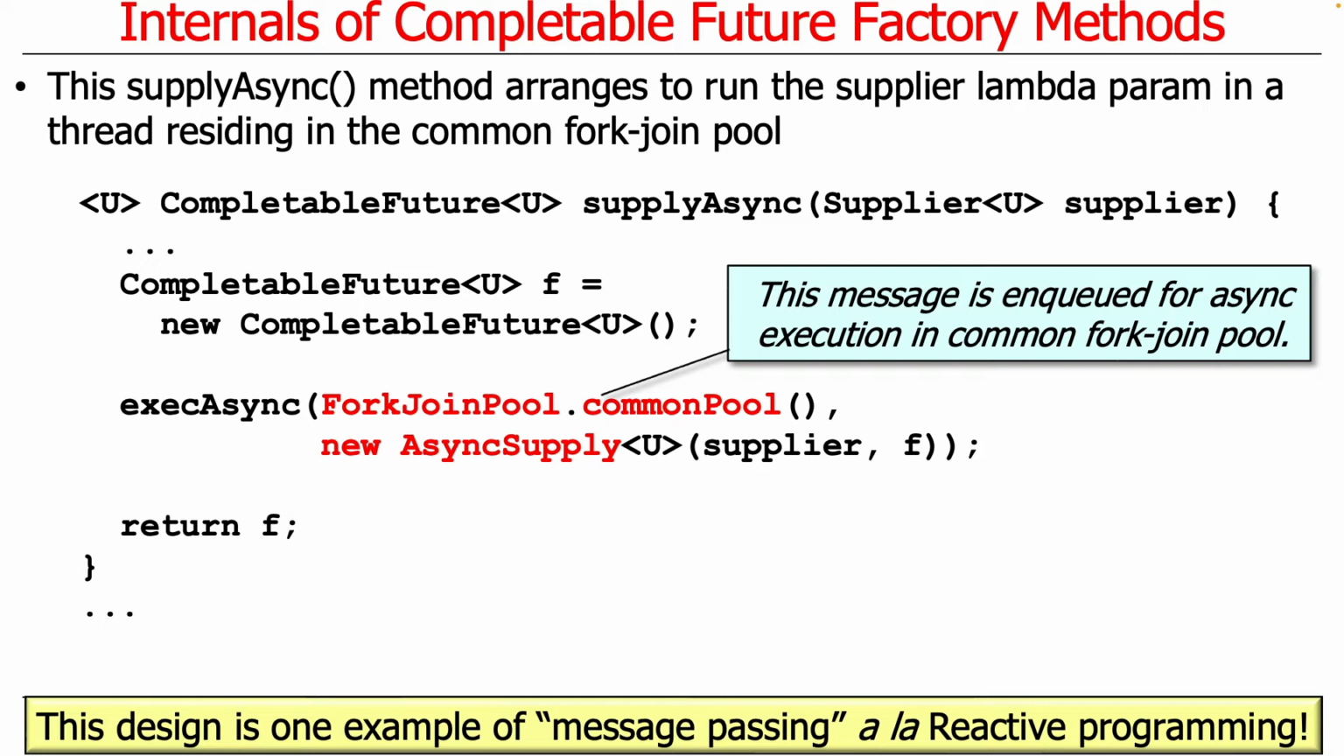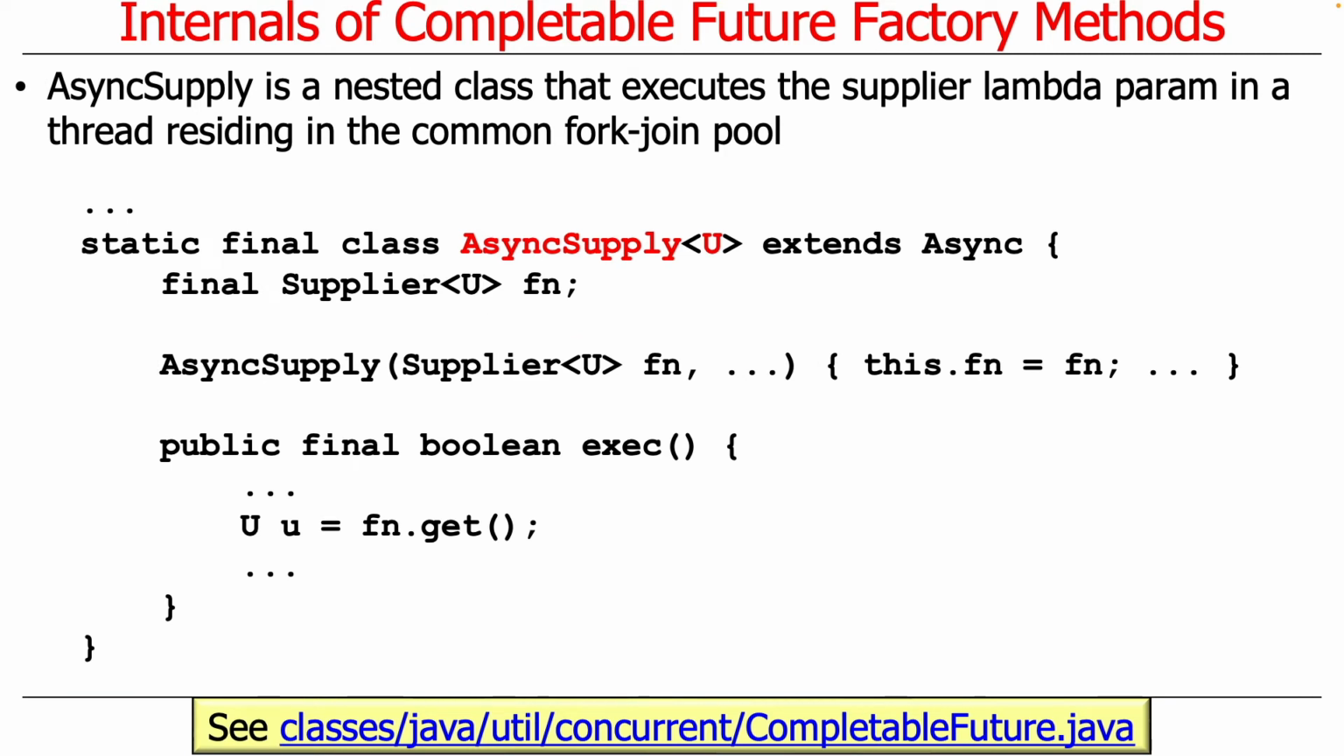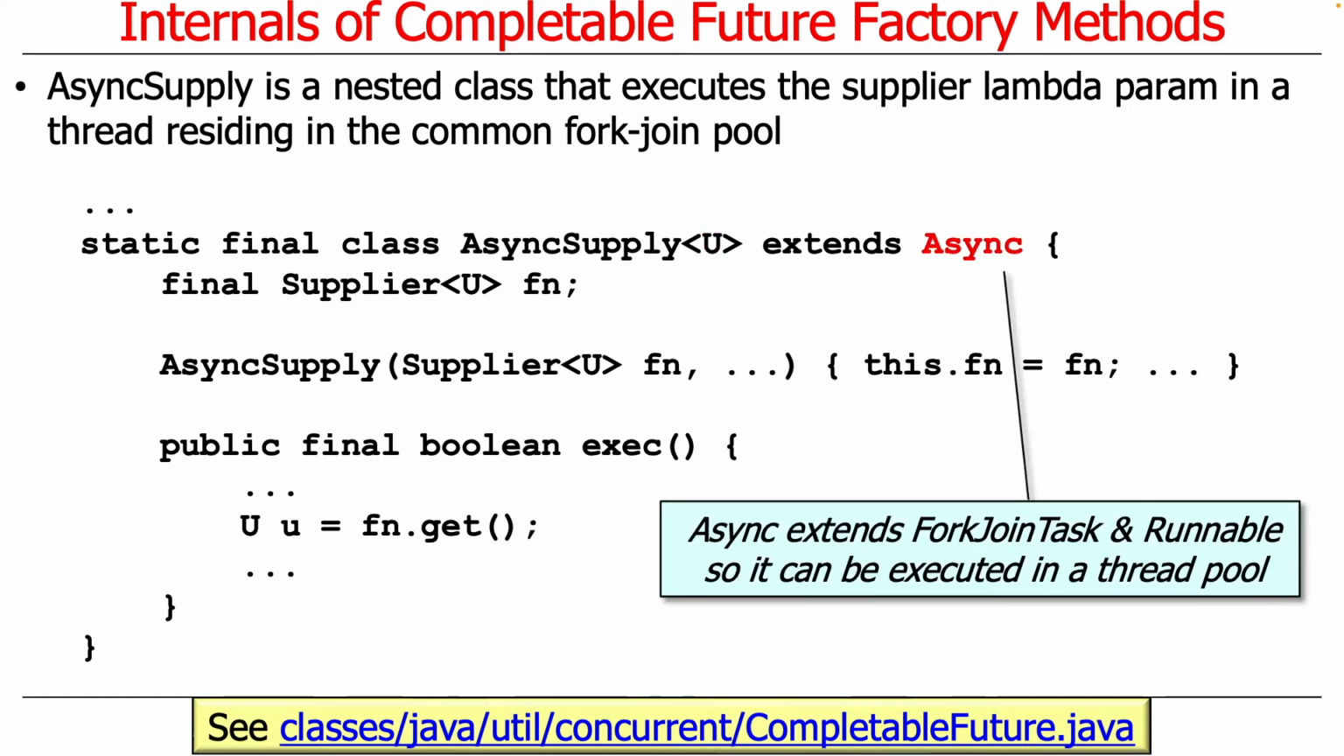If you look at the reactive programming manifesto, you will see that they talk about message passing as one of the principles. This is a message passing model. We're converting a nice high-level, method-oriented API call called supplyAsync into something that can be passed around as a message. Here's the AsyncSupply class. Again, you can find that in the source code. It extends something called Async. The Async class is an internal class of the Java Completable Futures framework that extends the ForkJoinTask and Runnable classes or interfaces, and that allows it to be executed in a thread pool.